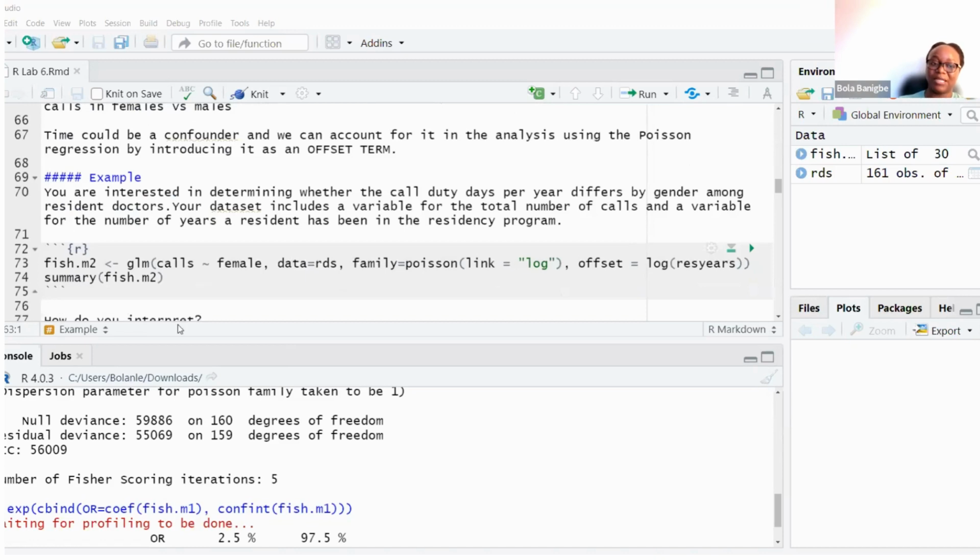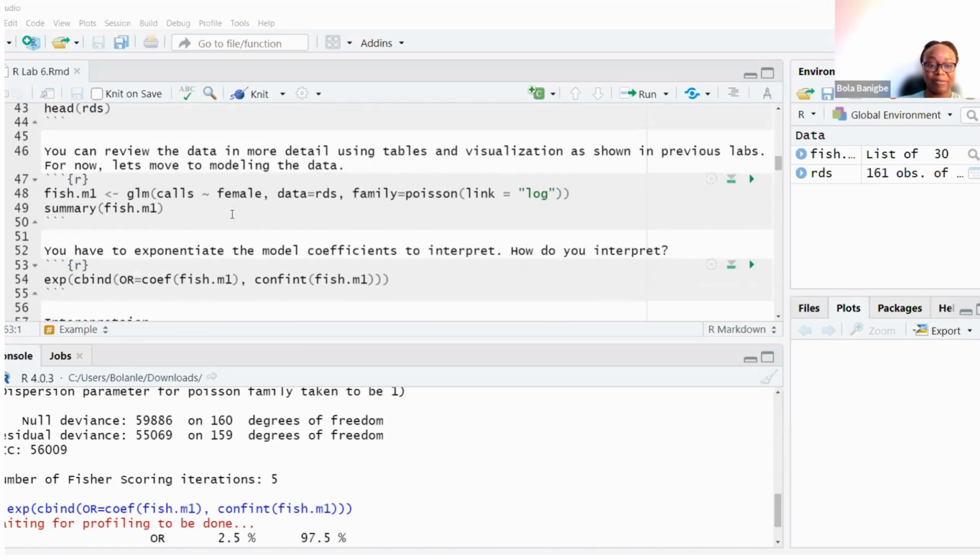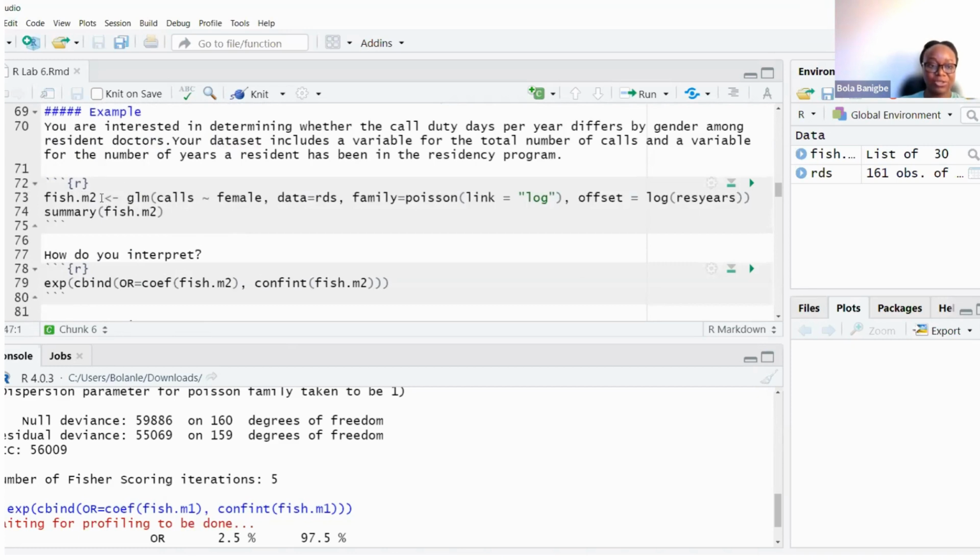So to do that, we will take the same set of lines of code that we had earlier. This model, name it whatever you want. We use the GLM command. Our outcome variable is the mean number of calls. Our predictor variable is still the gender. We're still interested in knowing if there's a difference in mean number of calls between men and women. This is the name of our data set. We specify to R that we're doing the Poisson, using the Poisson family, and the link is the log.